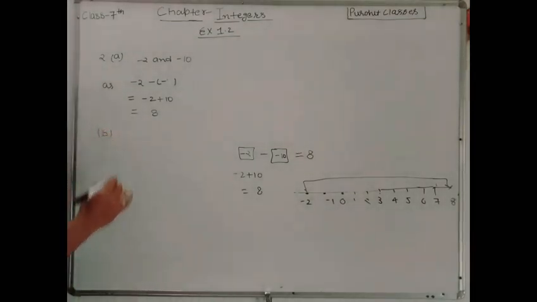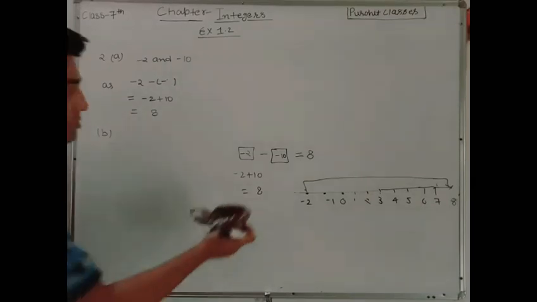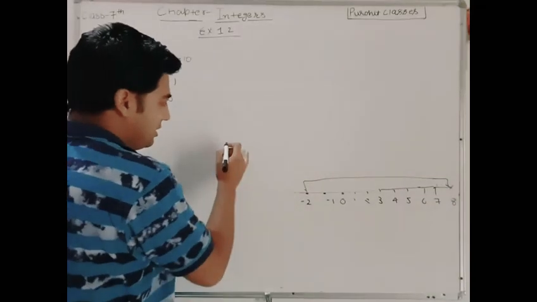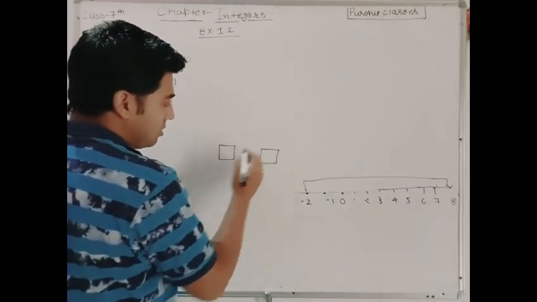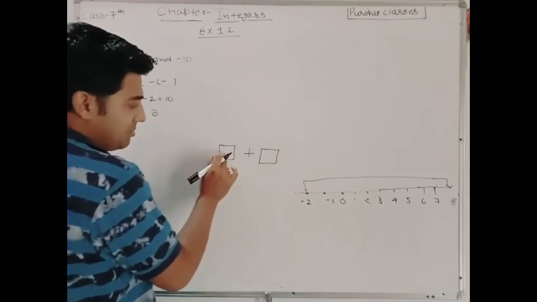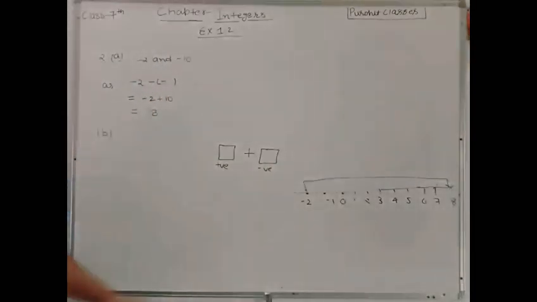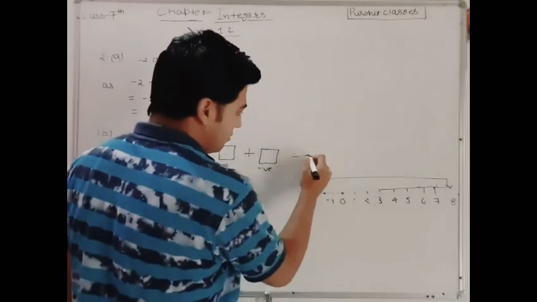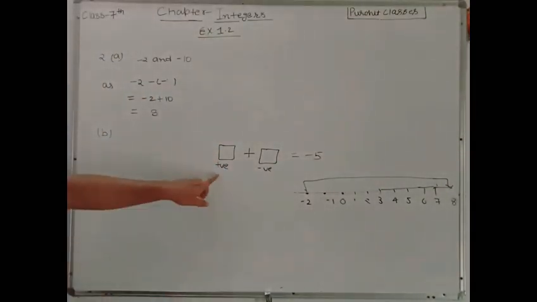Write a negative integer and a positive integer whose sum is minus 5. So let me take it as a positive integer, and this will be a negative integer, and the operation is sum, and the answer should be minus 5. Understood? Okay, think about any positive integer.